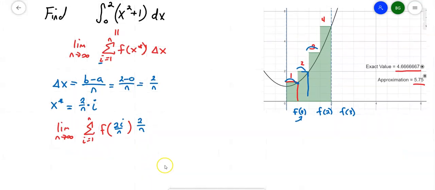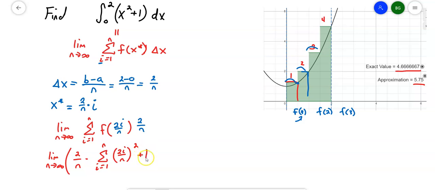Now remember, in this particular case, n stays constant until we take the limit, of course. So for summation purposes, we can move that outside our summation. So we're going to take the limit of 2 over n times the summation, and now we can plug in our f of whatever. So it's going to be 2i over n squared plus 1.